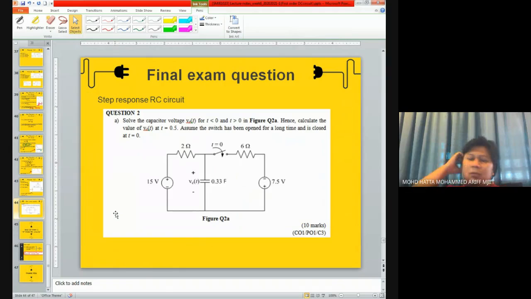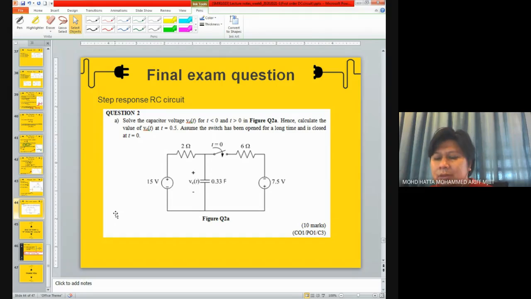Now, what you expect in your final exam question is something which looks like this. And this is for step response RC circuit. Maybe I can also ask about step response RL circuit as well. So this is what you will expect in your final exam.